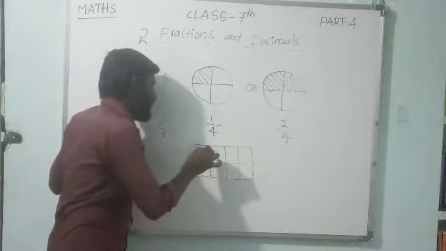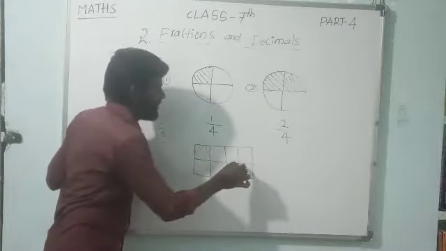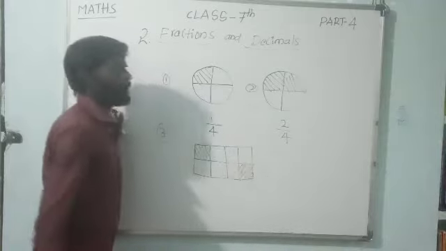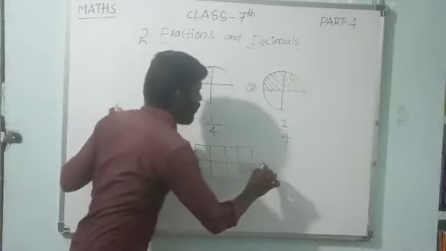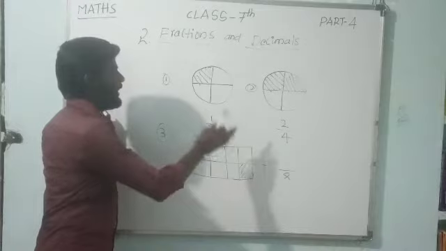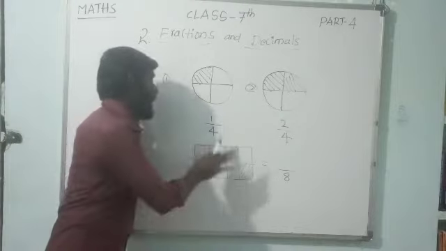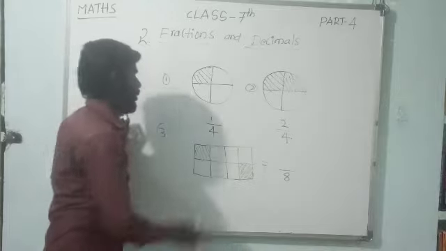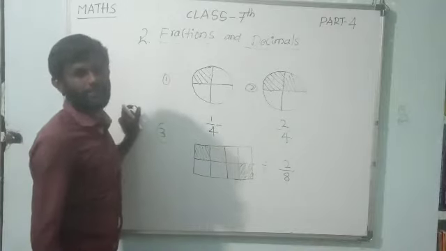If I shade 1, 2, 3, 4, 5, suppose here. Here total how many parts, or how many perfect squares, are there? Eight equal parts. Eight equal squares or eight equal parts, you can think whatever it may be, that is left to you. Out of 8 equal parts, how many parts are shaded? 1, 2. Yes, 2/8 is shaded.